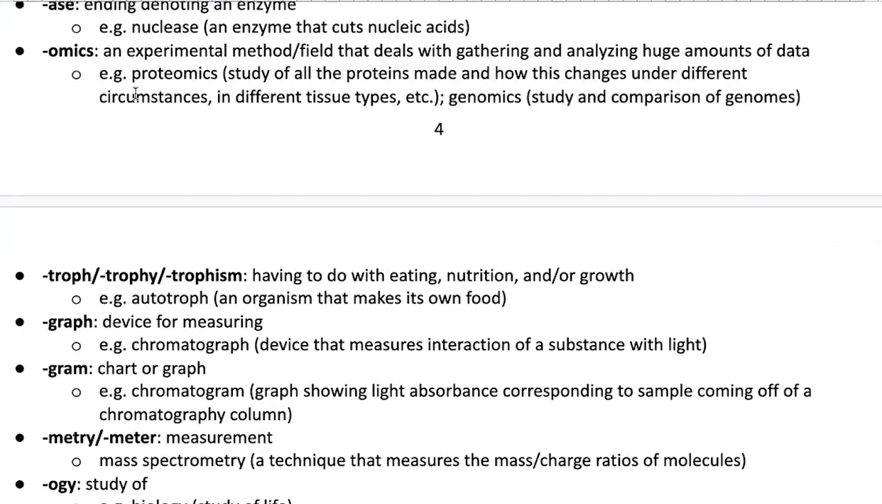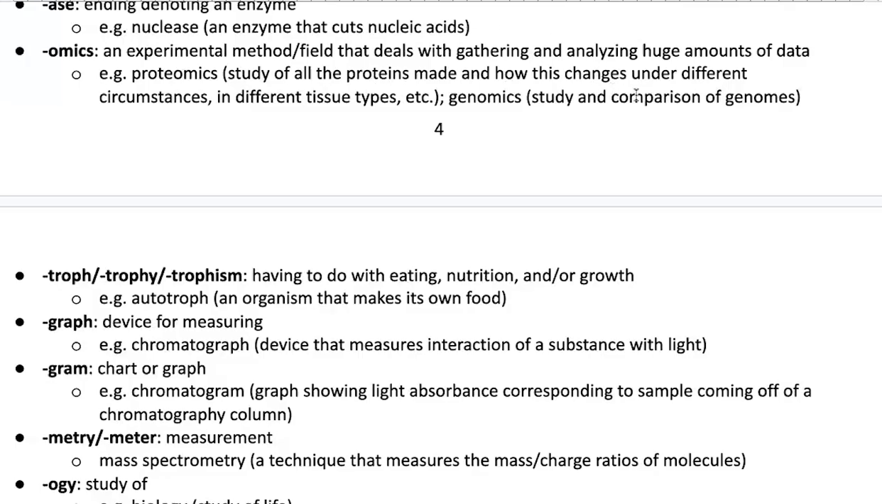Omics, this is an experimental method or field that deals with gathering and analyzing huge amounts of data. This has been more of a buzz thing in recent years, but we have this capacity to get a lot of data and analyze it. For fields that do that, we would put the term omics. So proteomics is the study of all proteins. Remember, proteo is proteins. And so the study of all the proteins that are made and how this changes under different circumstances or in different tissues. You'll see techniques like mass spectrometry used for proteomics a lot.